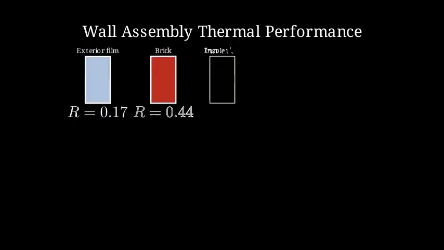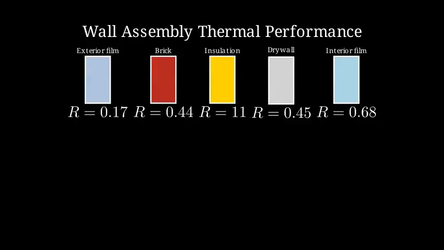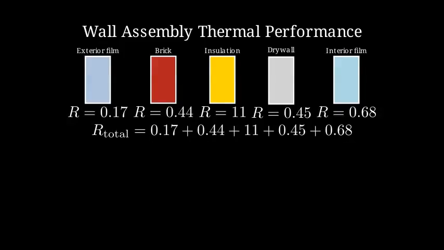Let's find the total R value and U value for a wall assembly comprised of exterior film, brick, insulation, drywall, and interior film. Here are the R values: 0.17, 0.44, 11, 0.45, and 0.68. Next, let's sum them to find our total. Adding those together, our total equals 12.74 hour-foot squared Fahrenheit per BTU.